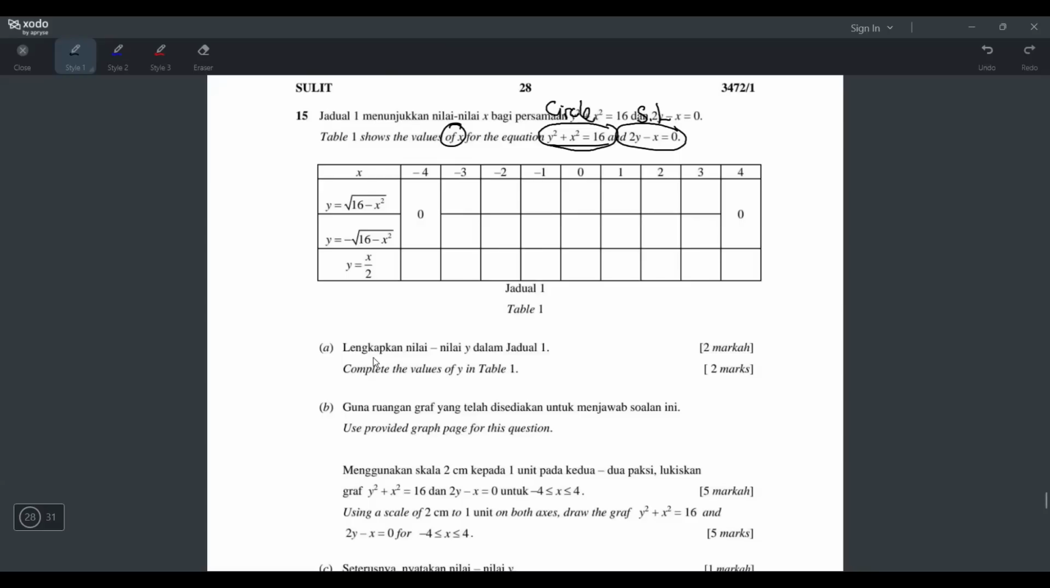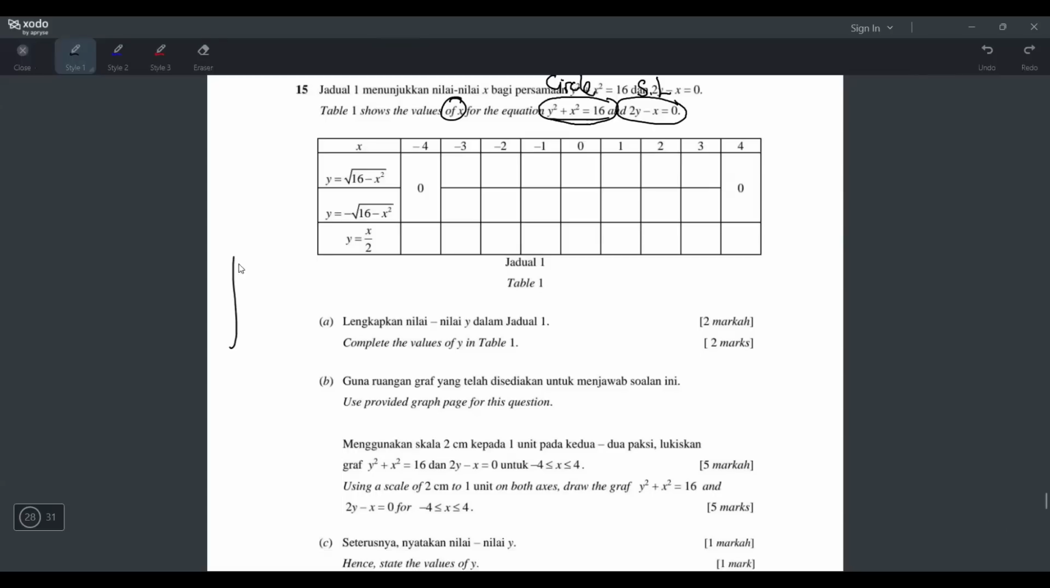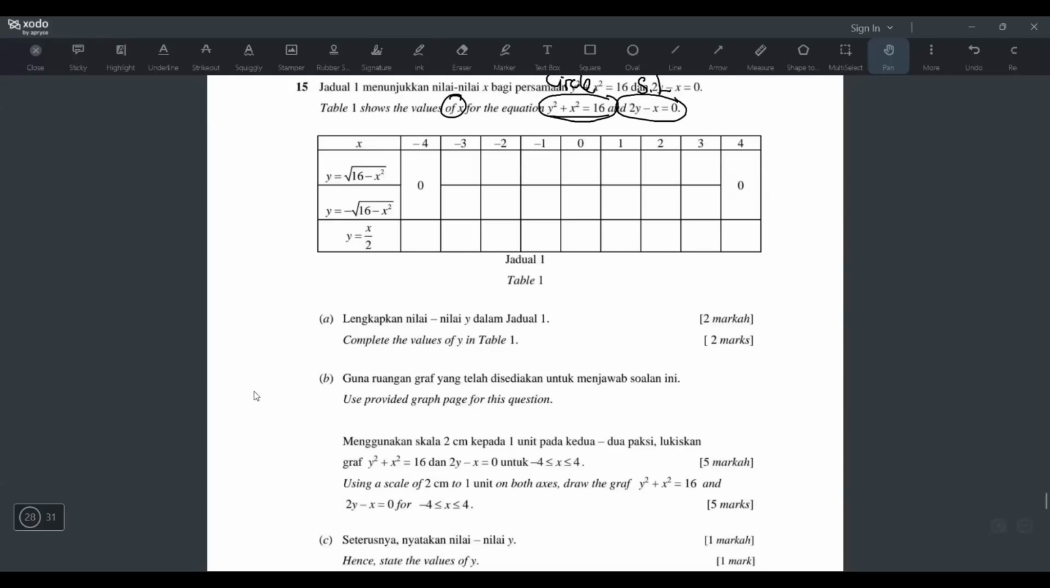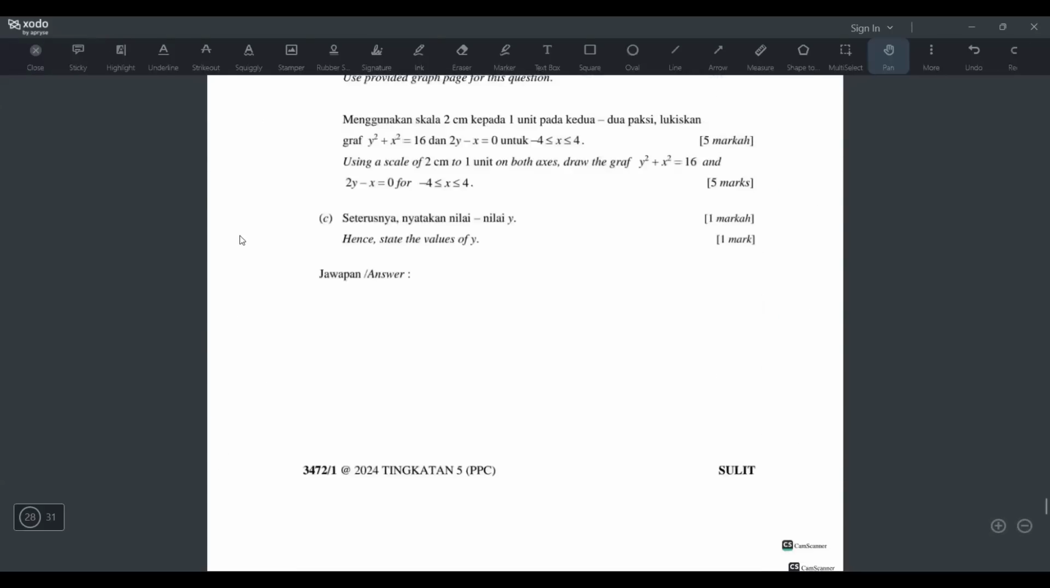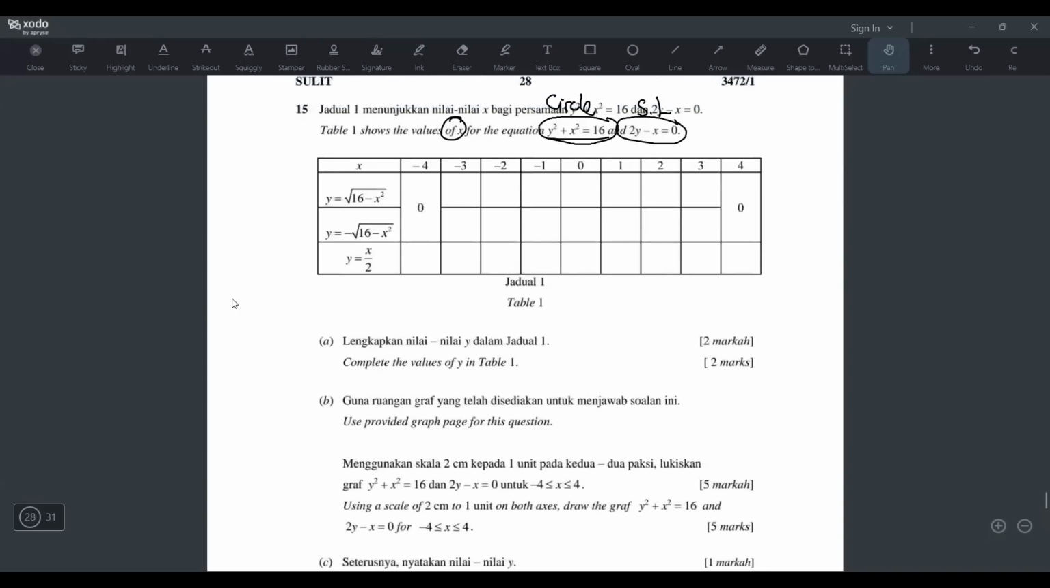And then they give us a table like this, and then A, complete the values of y in table 1. I mean, complete the whole thing, right? Okay, this is the first time I see that they ask to draw the circle. Actually in Mathematics, they will ask you to draw a circle, because in Mathematics there is locus, right? But usually they will give you a square grid. But this one is the first time they ask to draw on graph paper, because later they give you graph paper here. This is the first time I see a question that asks to draw a circle but uses graph paper. Like my first time, okay?